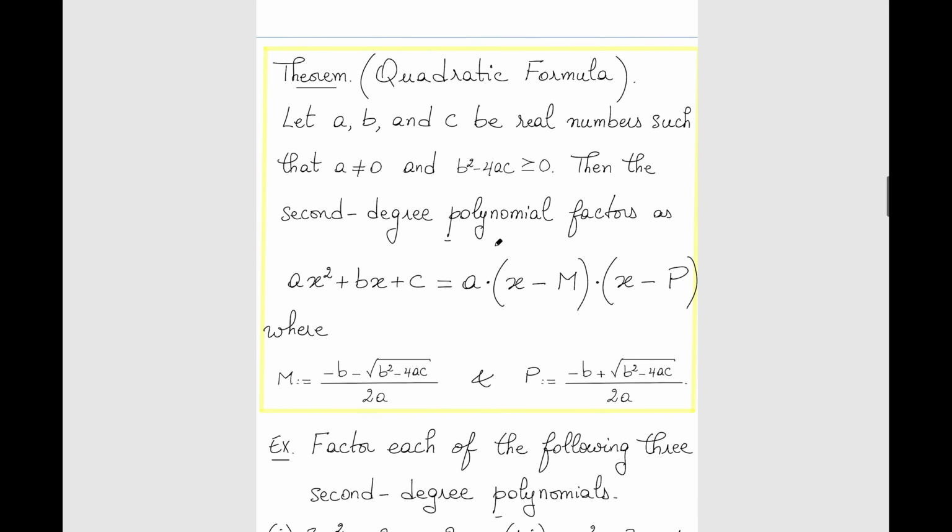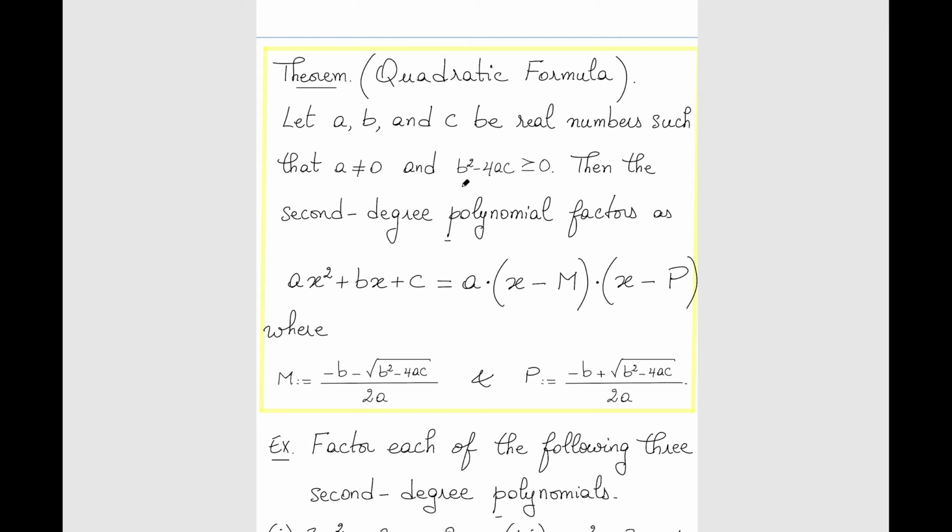Okay, and what's the essence of this formula? It allows us to factor a second degree polynomial as long as a, what's a? The coefficient of x squared is not 0. Well, it's not 0, and hence the name, right? Second degree polynomial. If a is 0, then this whole term vanishes. So it's not a second degree anymore. It's a first degree at best.